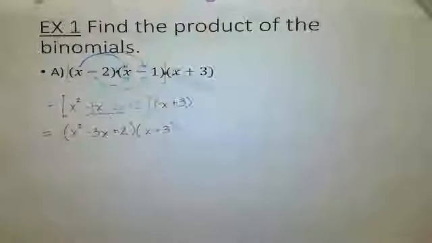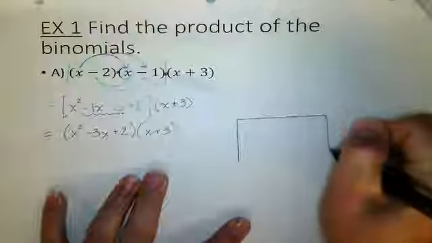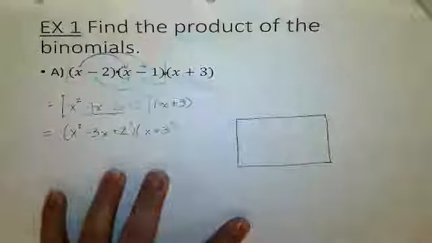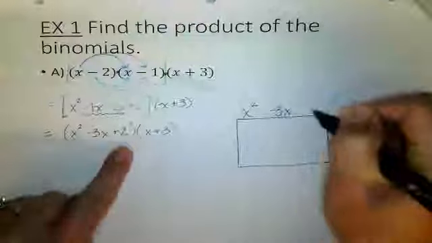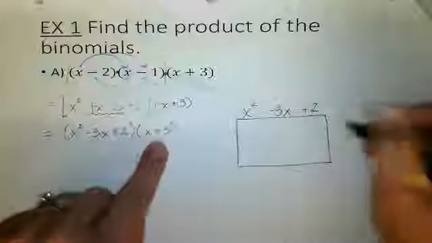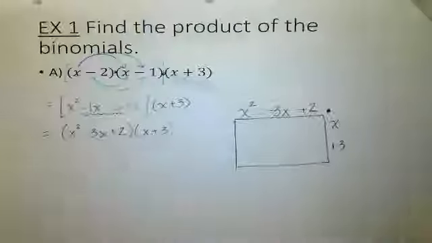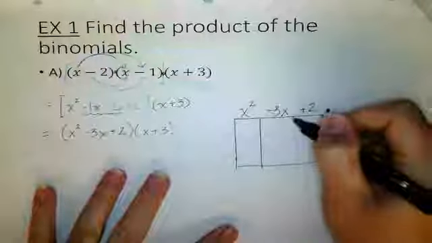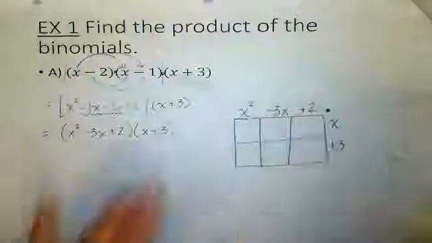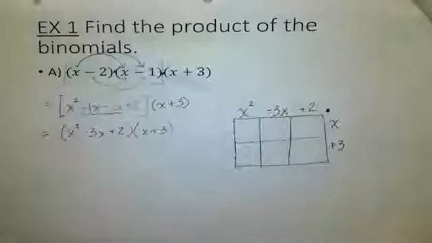So this is what we did yesterday. Now, I'm going to use the box method. If you want to distribute, you can, but I really enjoy the box method. I'm going to write my terms along the top here. We have a positive x squared, a negative 3x, and a positive 2. And then along the other side, we have x and a positive 3. And remember, we are multiplying. You can use the box method when you multiply. It's not just for adding and subtracting. It's for multiplying. When we multiply, we're finding an area. So we can go ahead and fill in the boxes here.